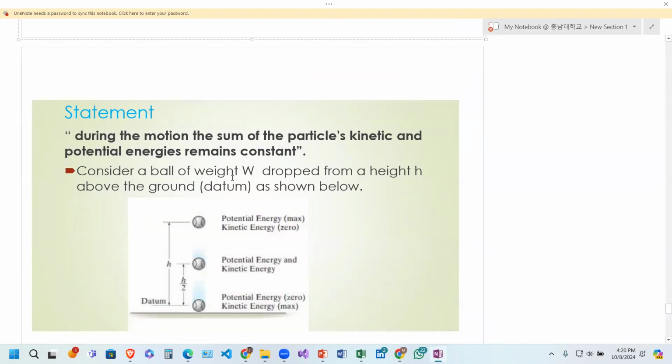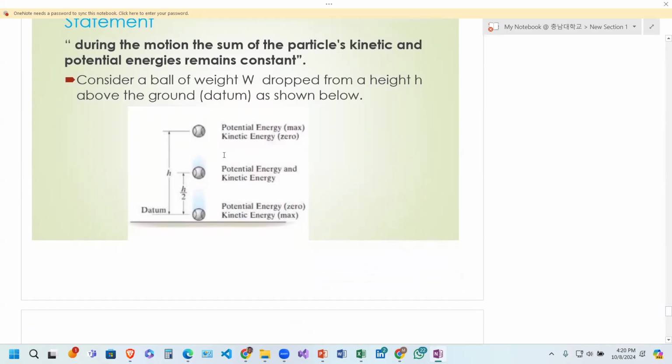Consider a ball of weight W dropped from a height h above the ground, or the datum, the starting point. We are now looking at how the energy changes. The particle starts with potential energy, which is maximum at this point because the height is maximum. At this starting point the kinetic energy is 0, because the body is at rest.